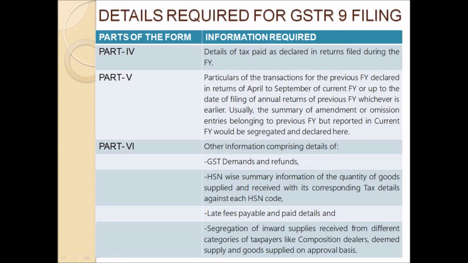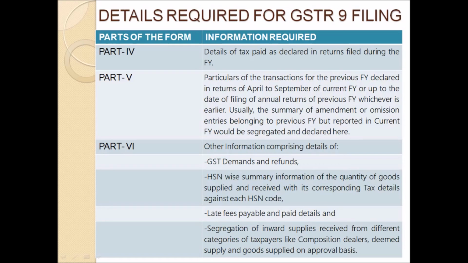Part 5, particulars of transactions for the previous financial year declared in returns of April to September of the current financial year or up to the date of filing of annual return of the previous financial year, whichever is earlier. So this part 5 will contain the particulars for the previous financial year which you have declared in your returns from April to September of the current financial year up to the date of filing. If you file it prior to the end of the April to September period, it will contain that amount. So it is the summary of the amendment or omission of entries belonging to the previous financial year, if required, in the current financial year.